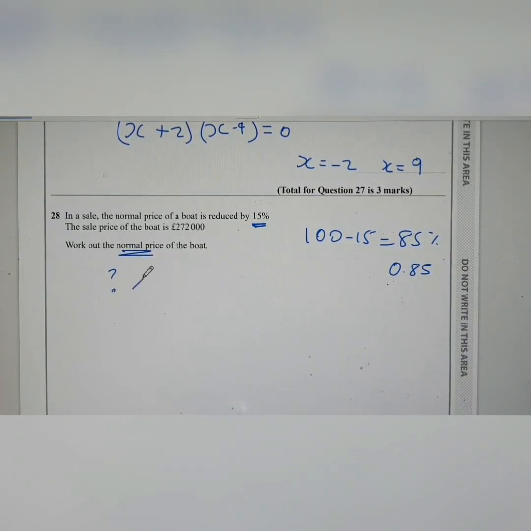So the normal price multiplied by the multiplier for a 15% reduction, 0.85, has resulted in a price of 272,000. So to work out what it was, I need to do 272,000 divided by 0.85. I need to do the inverse of multiplication. So 272,000 divided by 0.85 is 320,000.